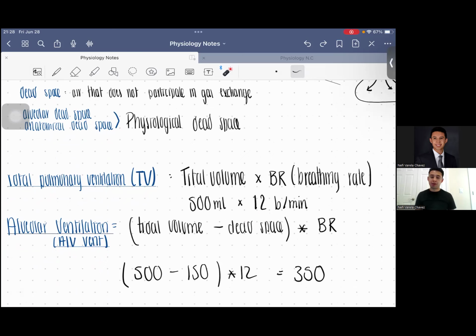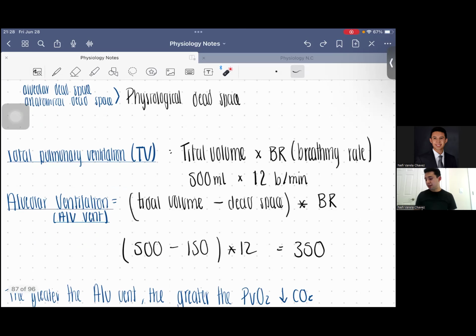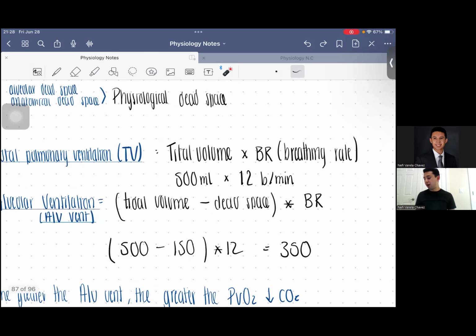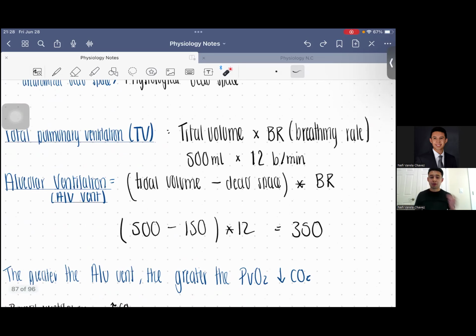So now alveolar ventilation, another important formula, is going to be tidal volume minus dead space times breathing rate. Okay, so alveolar ventilation, if we do the math, we have 500 that is participating in this gas exchange minus 150 that is going to be our dead space. As you can see, the breathing rate remains constant, times 12, that is going to be in total 350. So that's how we're going to get our alveolar ventilation, that oxygen that is participating in gas exchange in our alveoli.